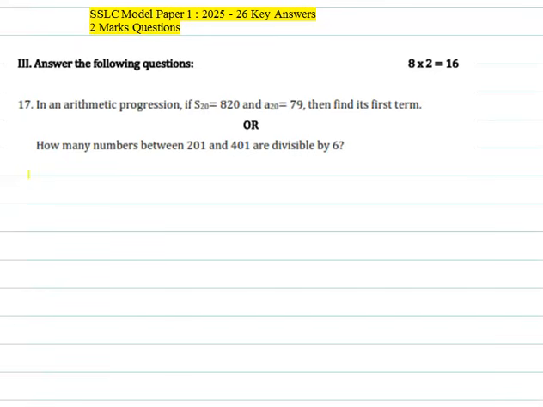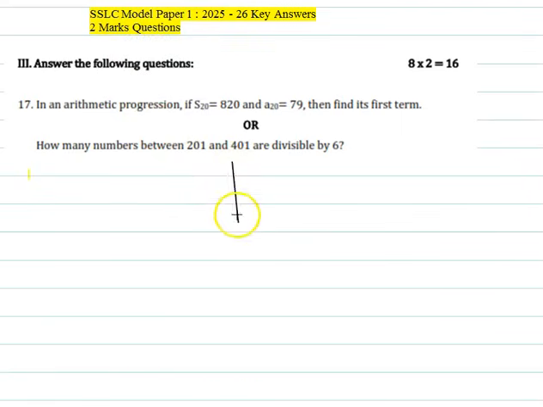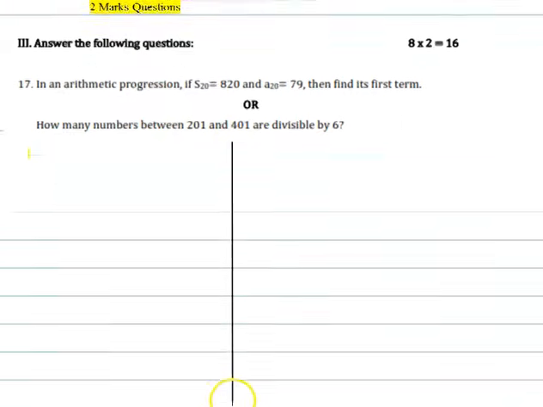In my last video we discussed 1 mark and MCQ questions from the SSLC model paper 1. In this video let us discuss 2 mark questions from the same model paper. The first question in the 2 mark section is from the chapter Arithmetic Progression. An internal choice is given for the first question itself. We'll try to solve both the questions.